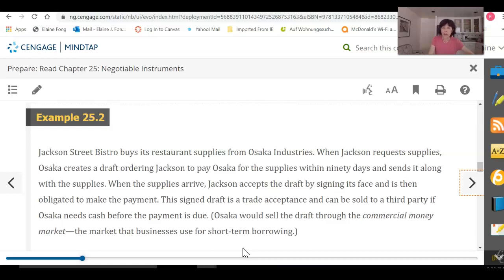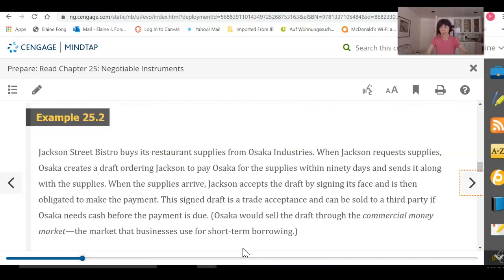When the supplies arrive, Jackson accepts the draft by signing its face and is then obligated to make the payment. This signed draft is what we call a trade acceptance and can be sold to a third party if Osaka needs cash before the payment is due. All right, Osaka would sell the draft through the commercial money market, the market that businesses use for short-term borrowing.